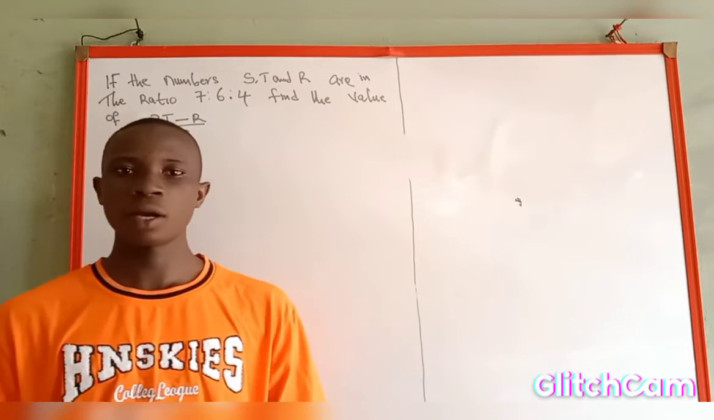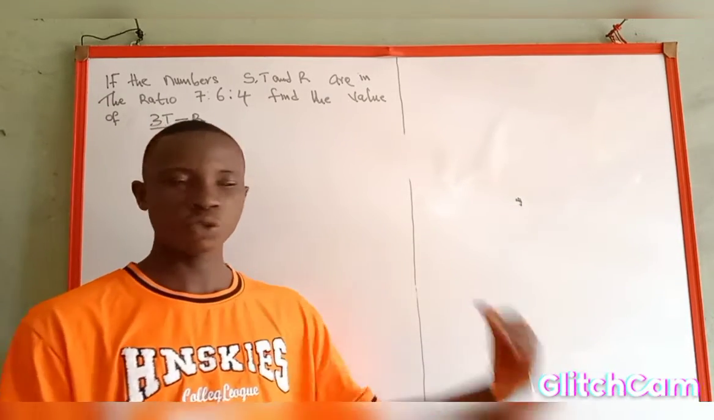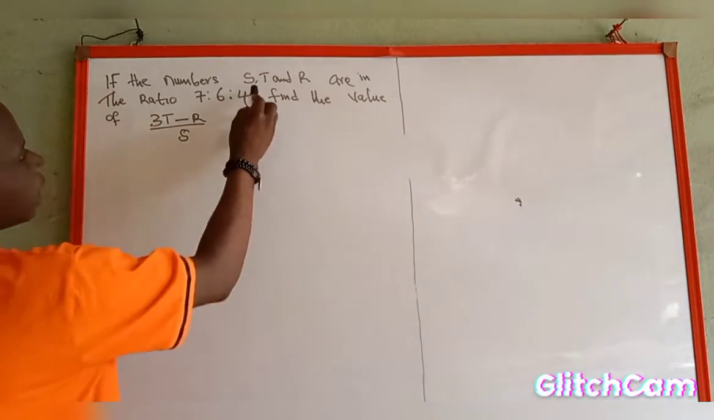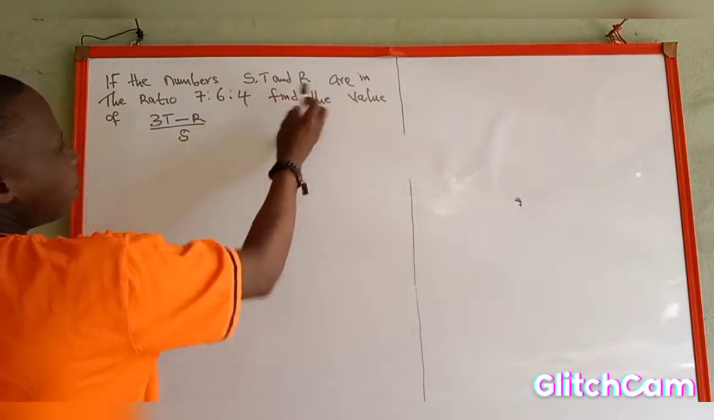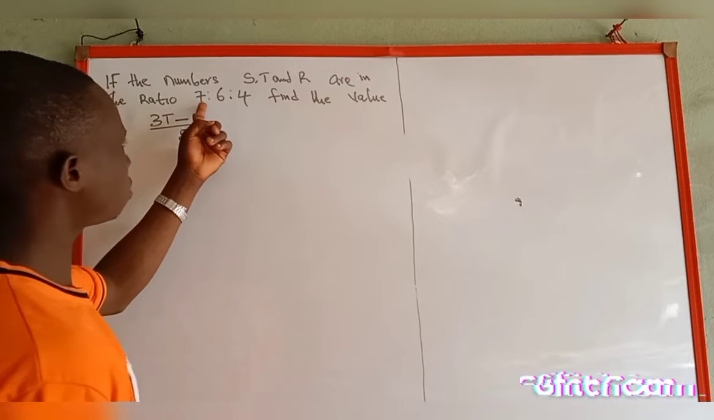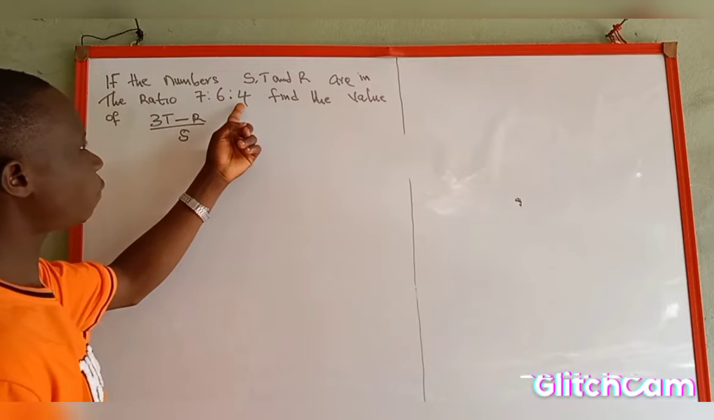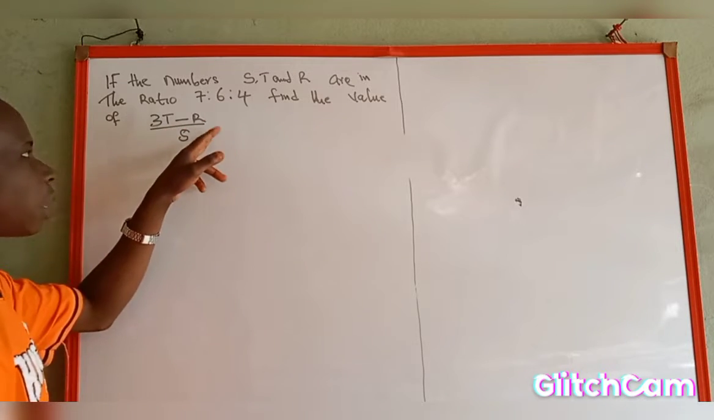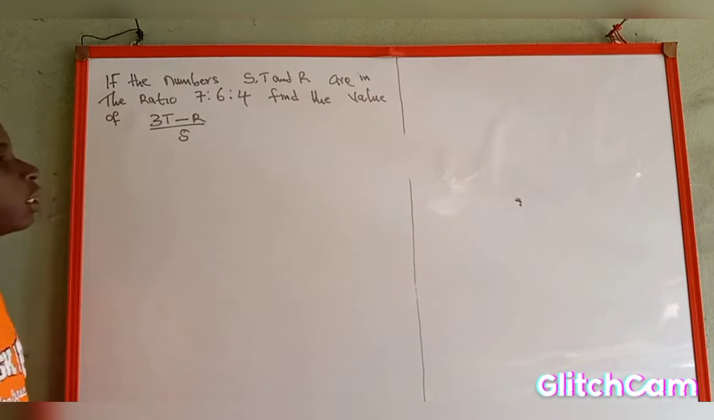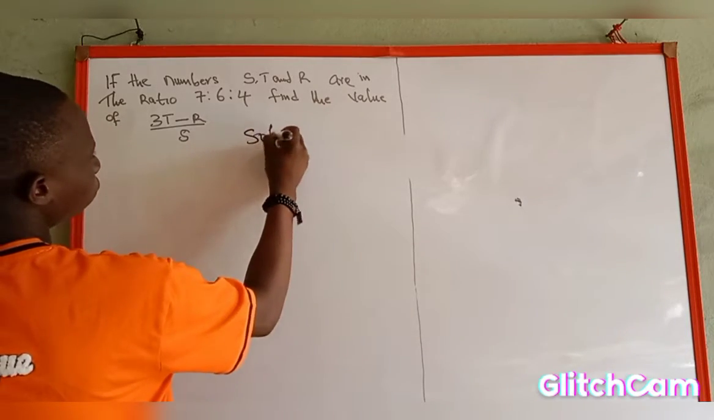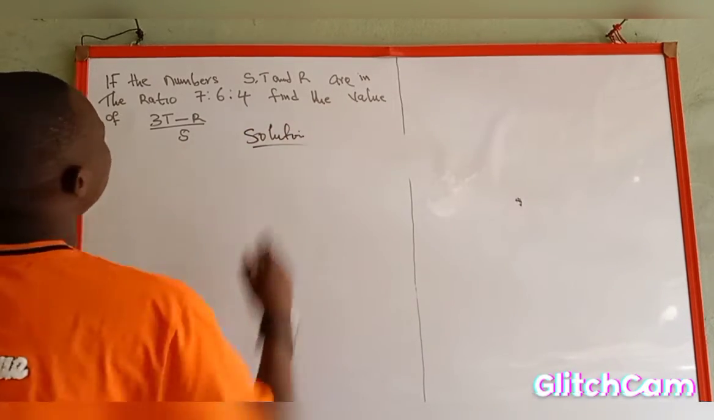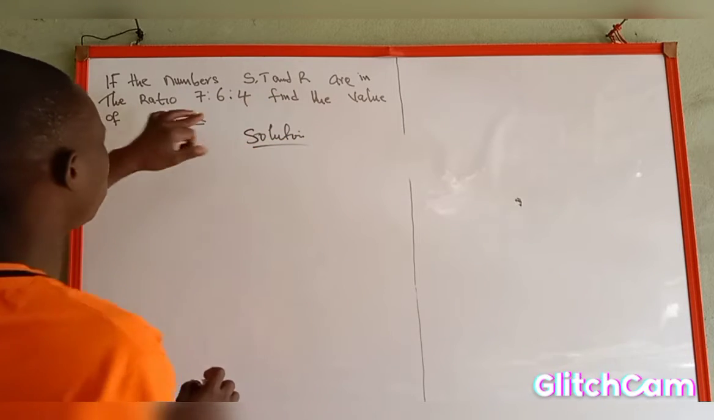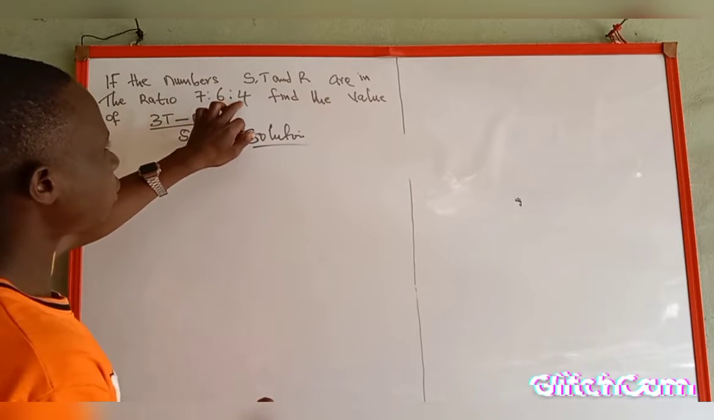In today's tutorial, I'm going to show how to solve this question on the board. And the question says, if the numbers S, T, R are in the ratio 7, 6, 4, find the value of 3t minus r all over s. So, solution. The question says S, T, R are in the ratio of 7, 6, 4.